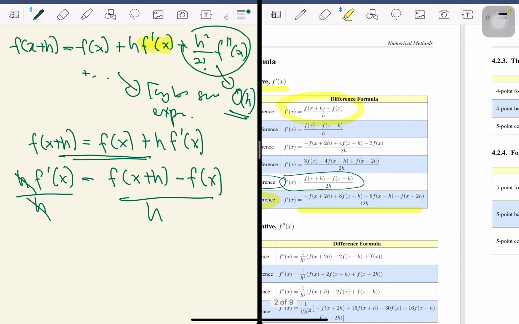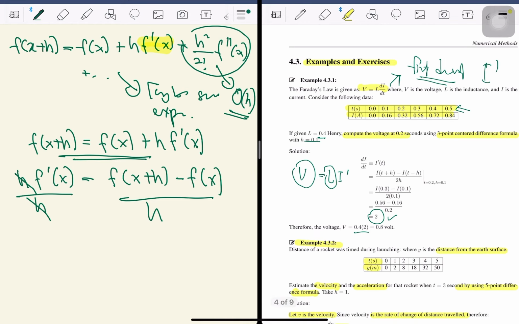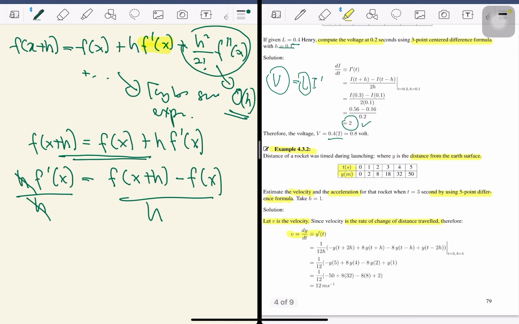Okay, so everything is in the table actually. You just have to decide which one you should use. So you just make use of the formula and substitute all the values.